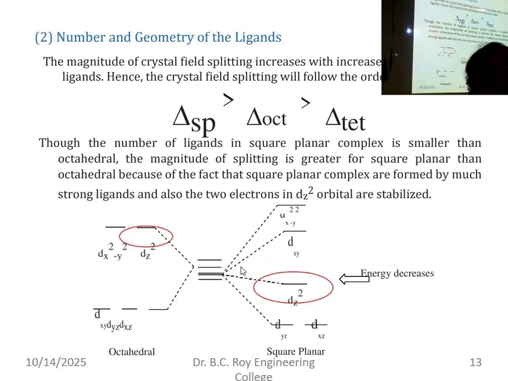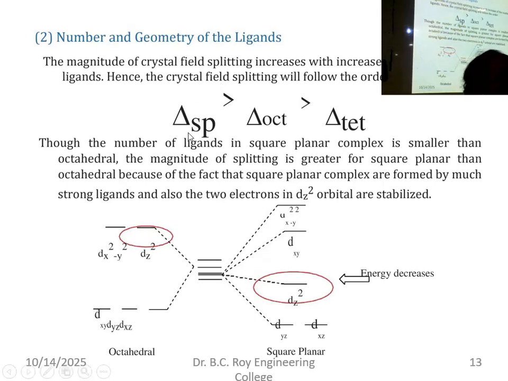So x square minus y square and xy will go energetically higher, comparatively higher. So this one is dx square minus y square, and this is dxy, they are comparatively energetically higher. The ones containing z, actually dz square, dyz, dzx, are coming down. So this is the ultimate splitting for square planar geometry. Okay, this is the CFSE splitting for the square planar geometry.